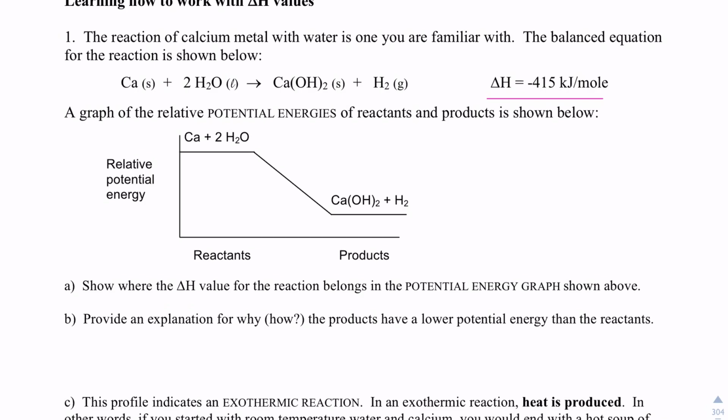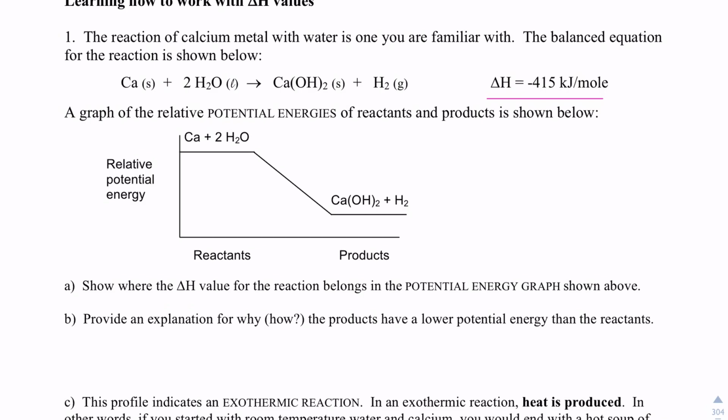Something that is negative is exothermic, as in it's producing excess heat. The potential energy is being converted into heat. And something that is endothermic will be positive, where the potential energy is increasing, therefore heat is being absorbed.